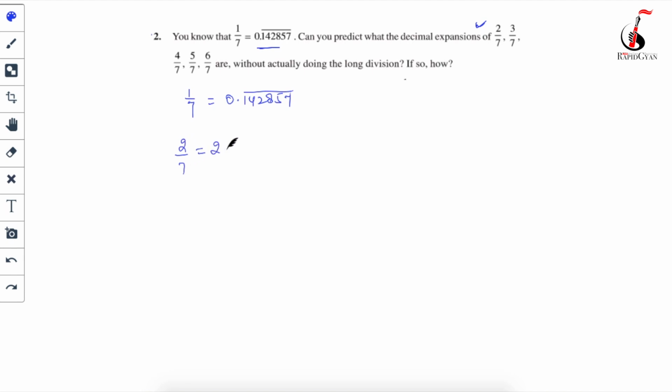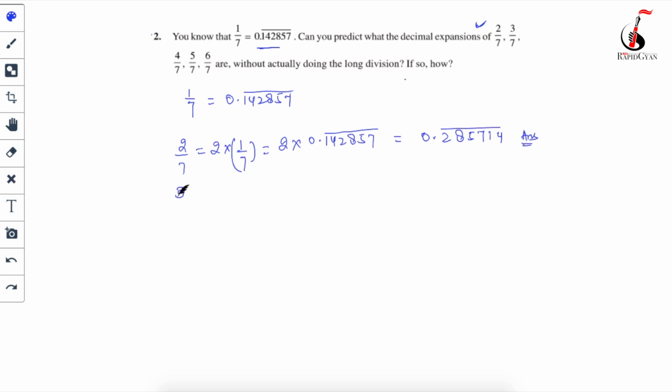What you will do? It's simply 2 times 1 by 7, correct? So you will have to multiply 2 times 0.142857, and if you multiply, what will be your answer? Your answer will be 0.285714, correct? So that's your answer.